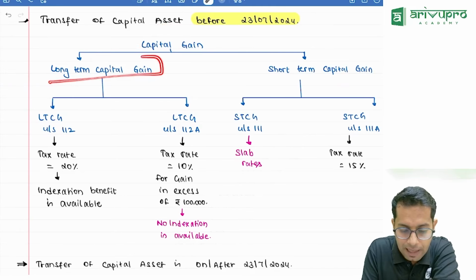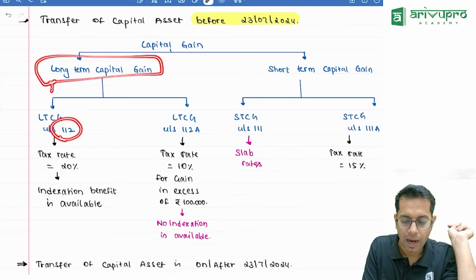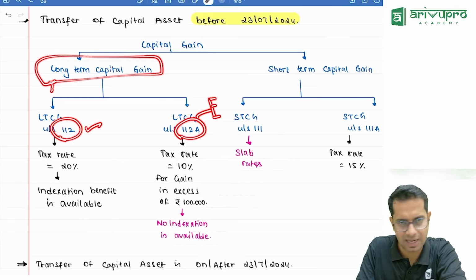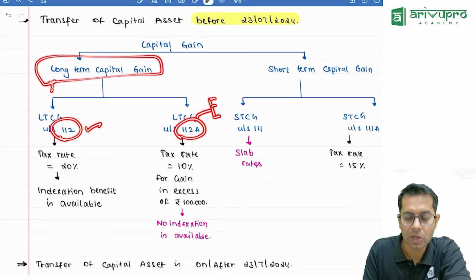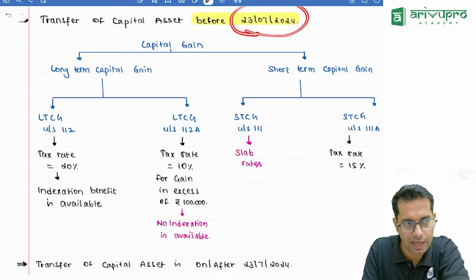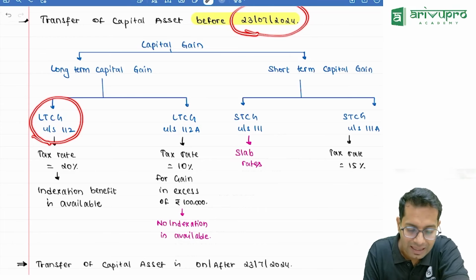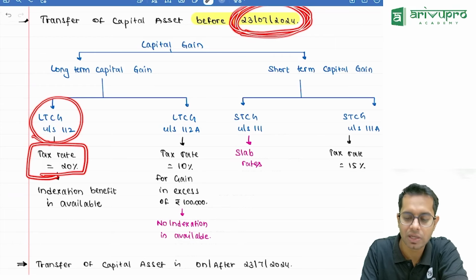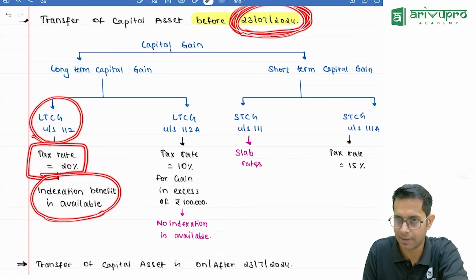If it is a long-term capital gain, it is taxable under two sections, either 112 or 112A. Normally, it is taxable under 112. Under 112A, only 3 items are taxable. So, if the transfer is before 23rd July and if it is a long-term capital asset taxable under section 112, then the tax rate will be 20%. Now, because the transfer is happening before 23rd July, I will also get indexation benefit for computing the gain amount.